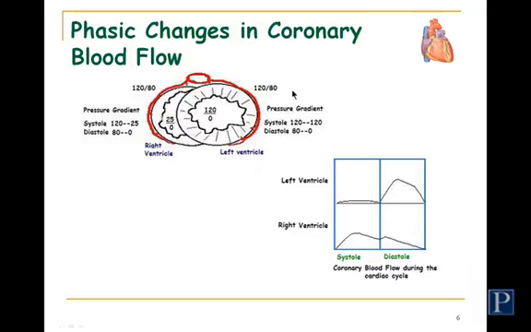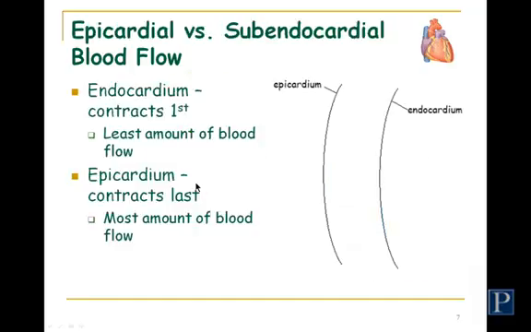If you also look at the heart in sections, you have the endocardium, which is right next to where the blood is, right here. Here's the epicardium. If you look at variations in blood flow for the blood vessels up here versus down here, in the subendocardial region, right underneath the endocardium, there is going to be a difference.